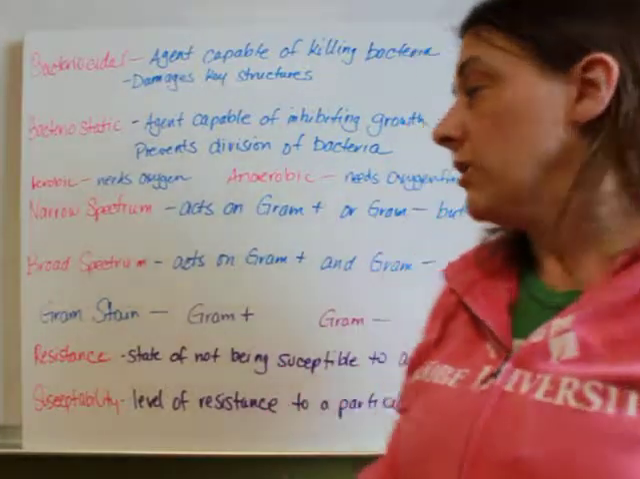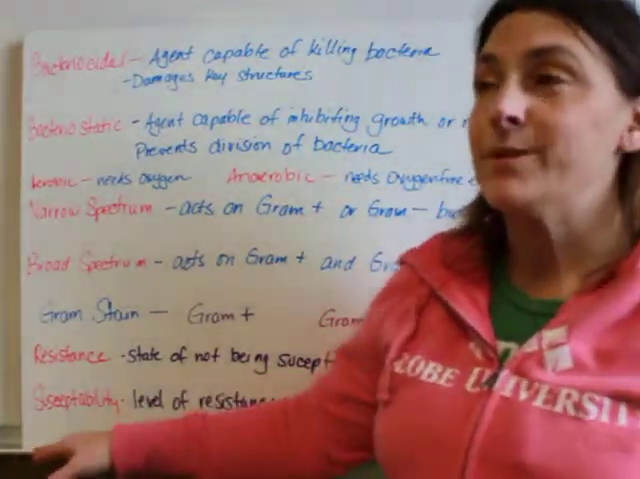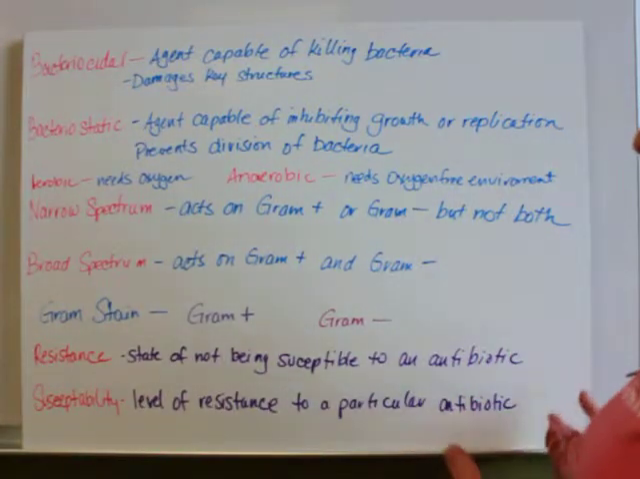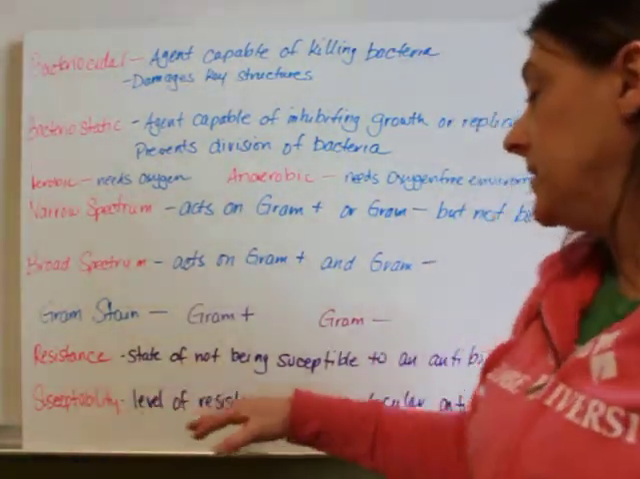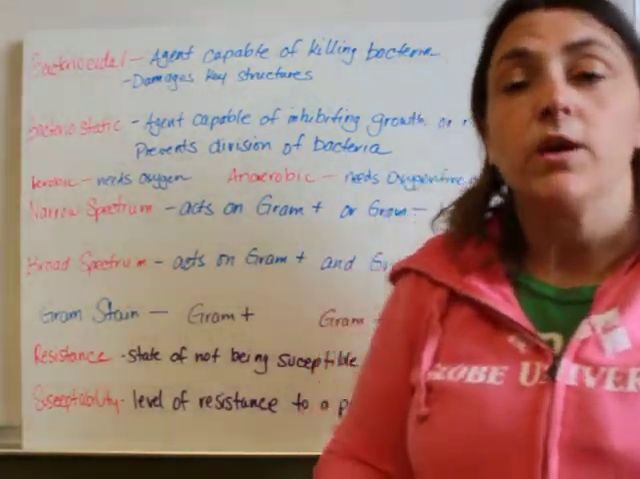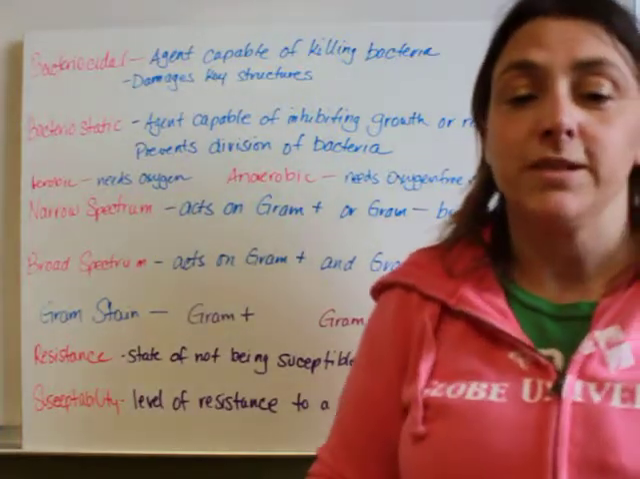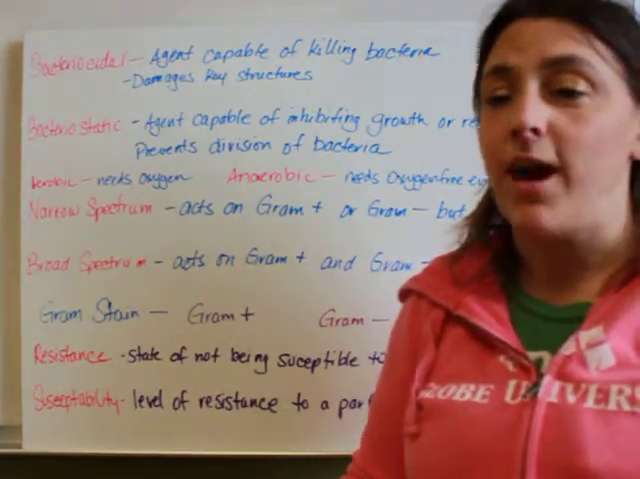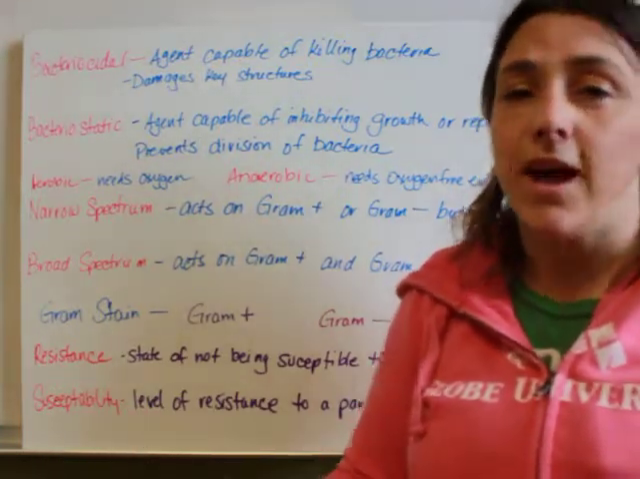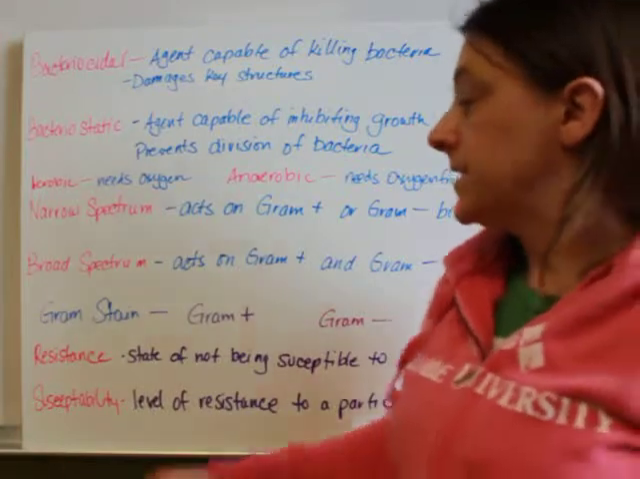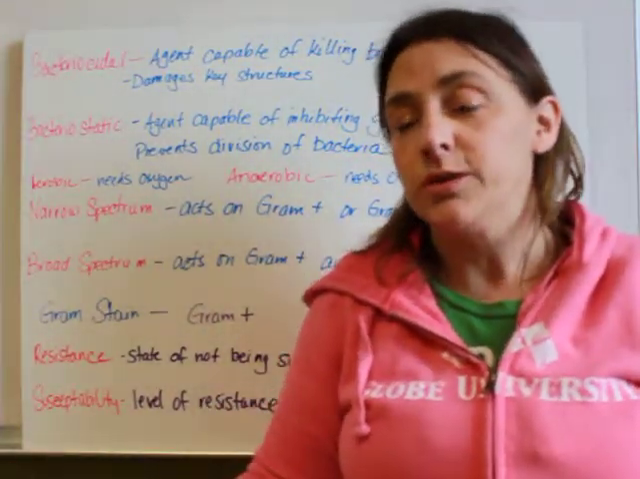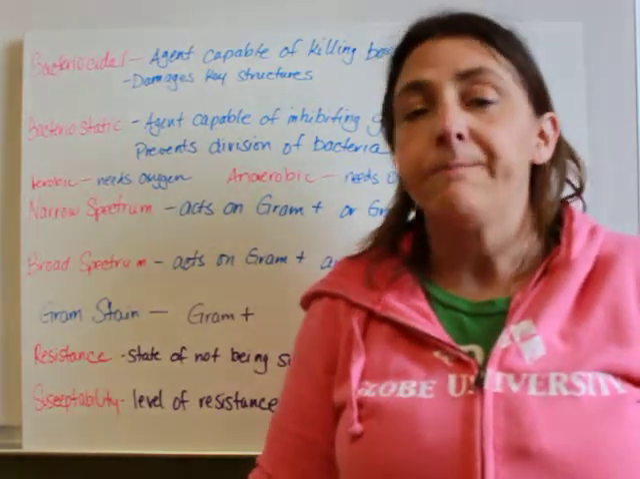Then we have something called resistance and susceptibility. Okay? Resistance is the state of not being susceptible to an antibiotic, and susceptibility is the level of resistance to a particular antibiotic. So basically, resistance means that I could give an antibiotic as much as I wanted to. If the bacteria is resistant to it, it's not doing any good. Okay? Susceptibility would be determining what antibiotic you could use that would actually kill that bacteria.